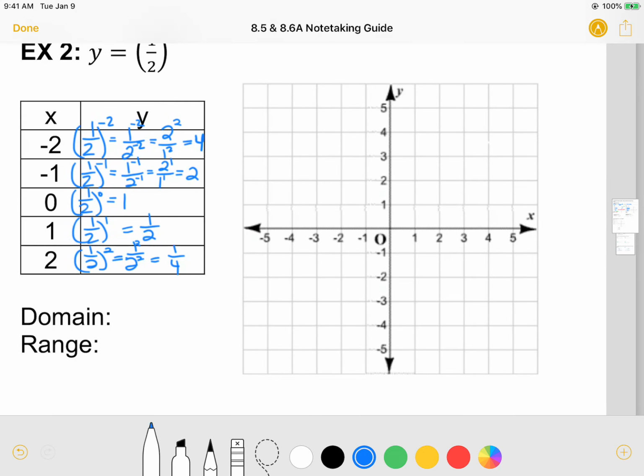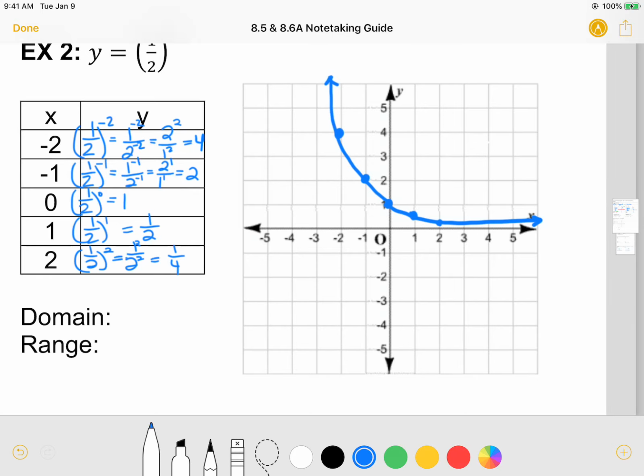So let's see, -2, 4, -1, 2. We have 0, 1. We have 1, 1/2. And we have 2, 1/4. Okay? So this time the graph is going to be coming from the sky, and it's going to decrease, and then it's going to follow along this x-axis forever.